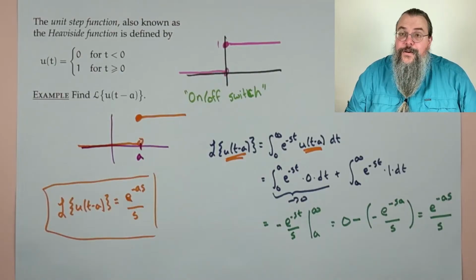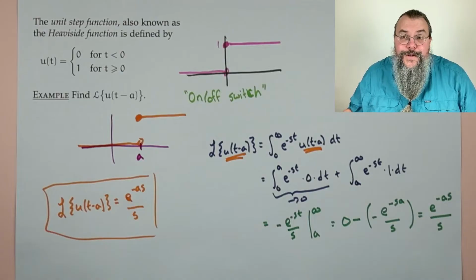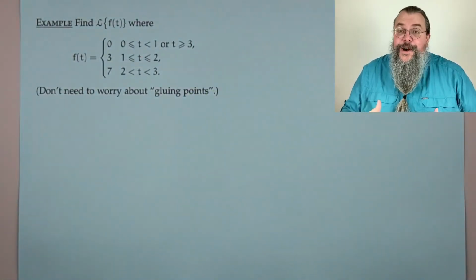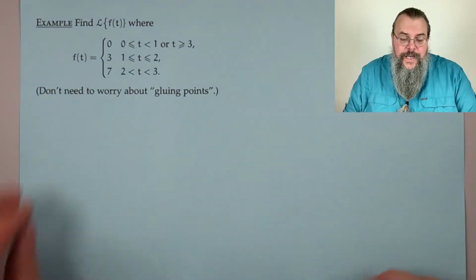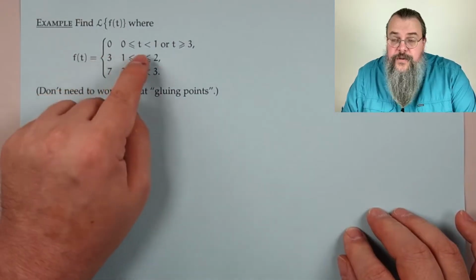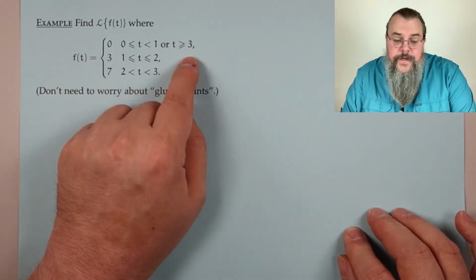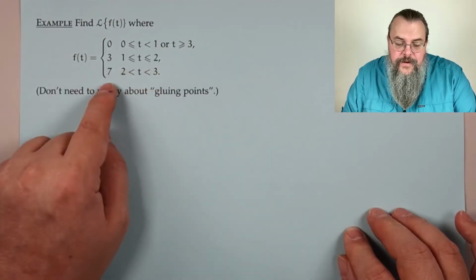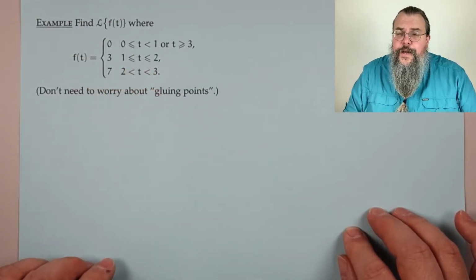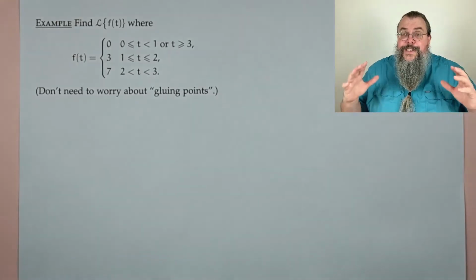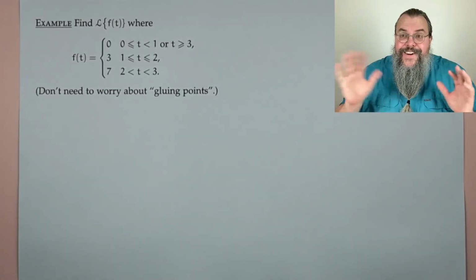So, all right, great. Well, let's try this out on something a little more interesting. So let's find the Laplace transform of the following function. It's a piecewise function. Namely, it's 0 from 0 to 1, or if we're above 3, it's 3 from 1 to 2, and it's 7 from 2 to 3. Now you might say, wait, hold on, what happens below 0? And the answer is, we don't care, right?